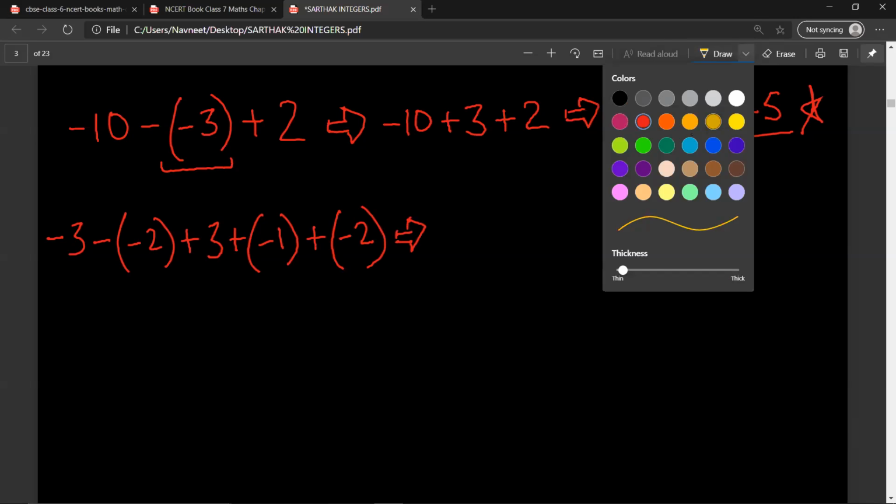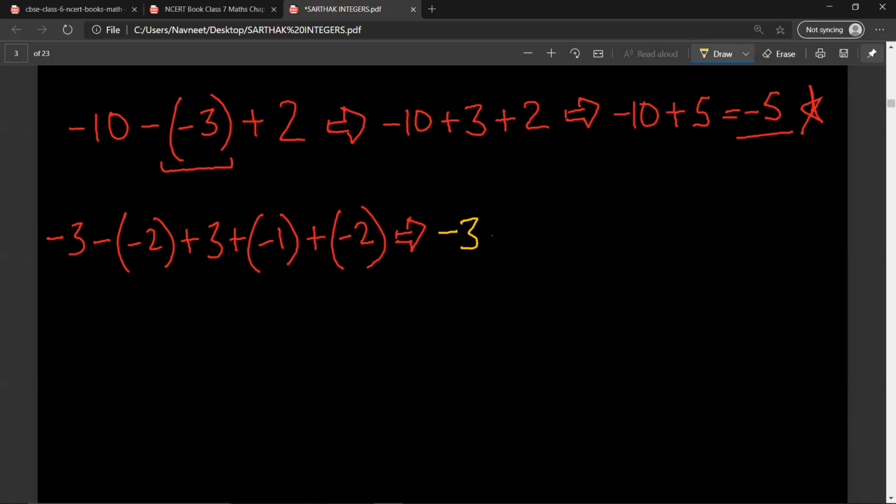Minus 3 plus 2. What should I write next? Plus 3. Next, plus minus 1. Beta, when there is a plus outside the bracket, when you open the bracket, the sign of the number inside doesn't change. Have you understood? Yes, sir.